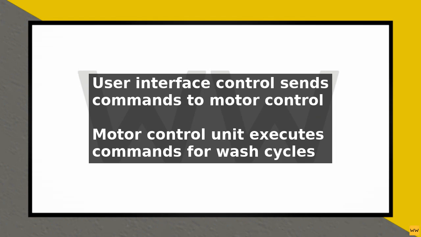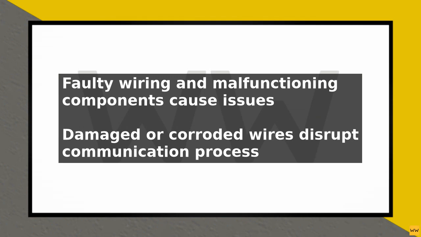Another reason for the E35 error code is a malfunctioning user interface control or motor control unit. If either of these components is faulty, it can prevent the washer from functioning correctly. To fix the E35 error code, it is essential to follow a step-by-step approach.